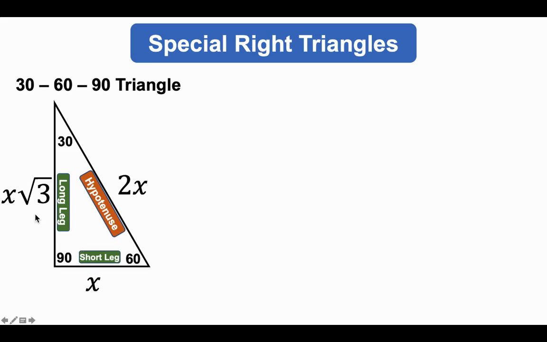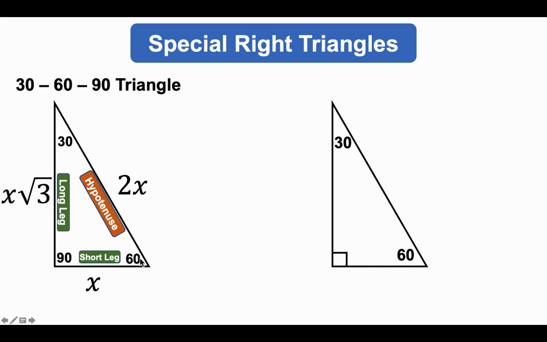So if this was 10, this would be 10 divided by the square root of 3. If this was 20, it'd be 20 divided by the square root of 3. Okay? All right, so let's see some examples here. You get your 30, 60, 90. That's your hypotenuse. That's your short leg and long leg.